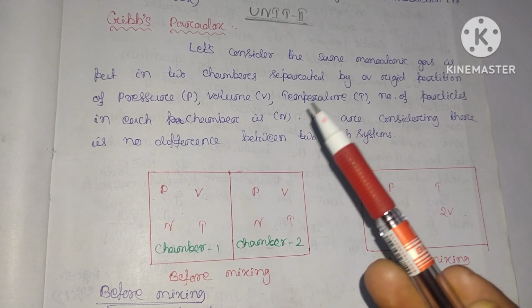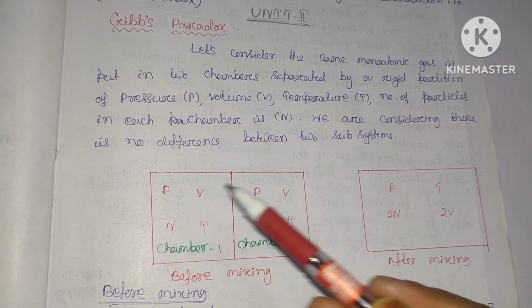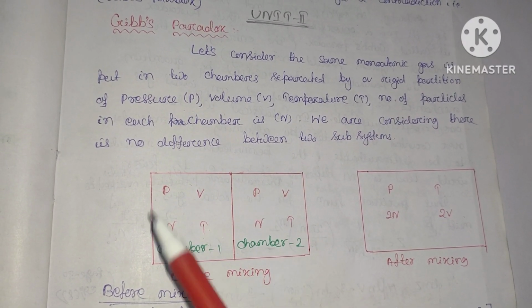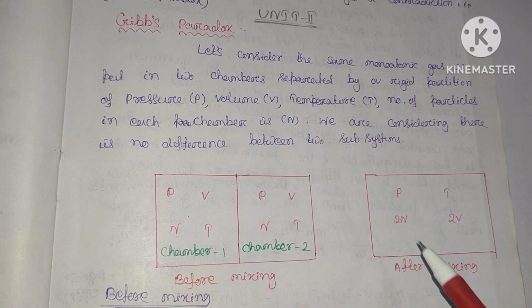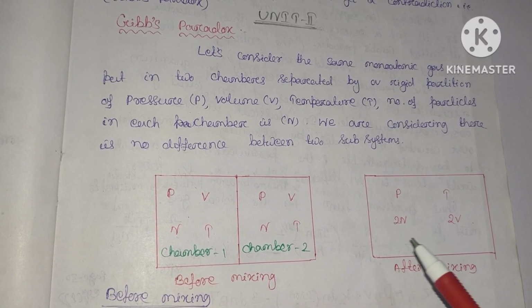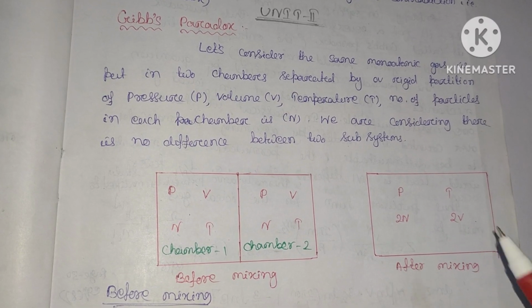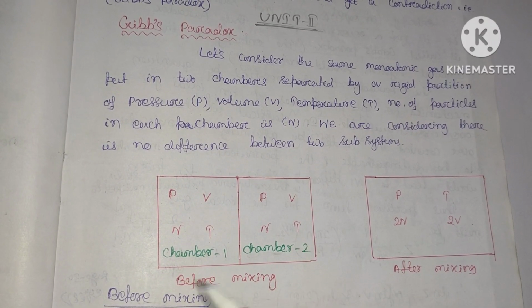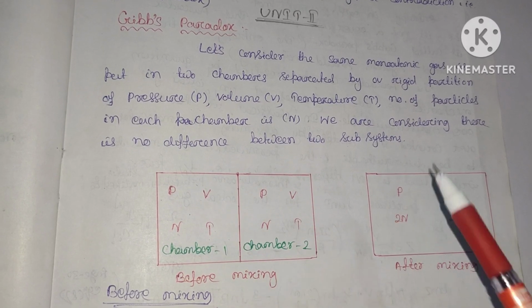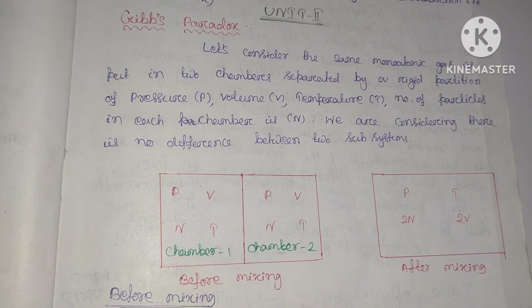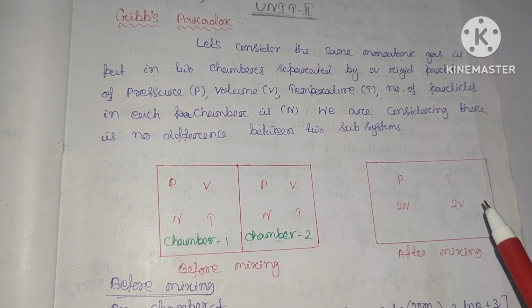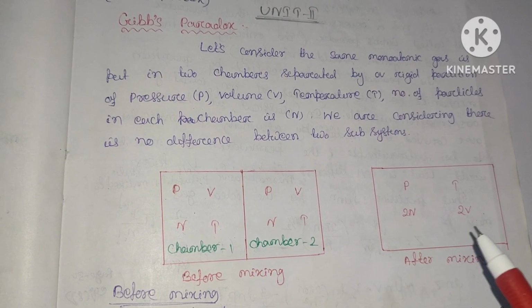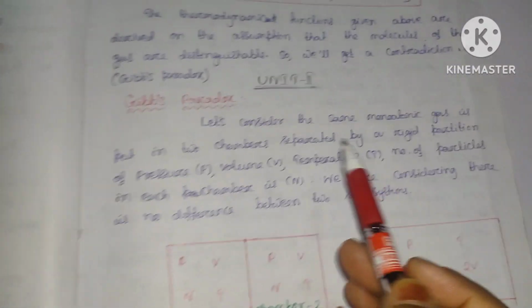And if we remove this partition, the ideal gas in the first chamber and second chamber get mixed. So after mixing, what will happen to this system? What will be the change in entropy, or what will be the entropy in this chamber now? We compare the entropy before mixing and after mixing, and we will see that there will be some difference between them. That leads to the Gibbs paradox. So let us see what happened.